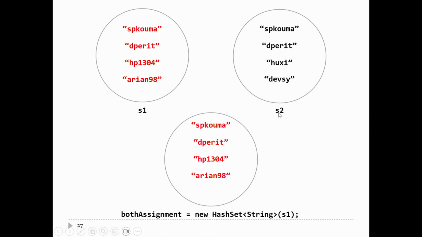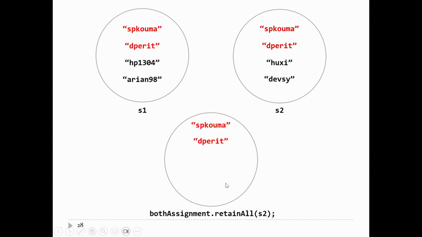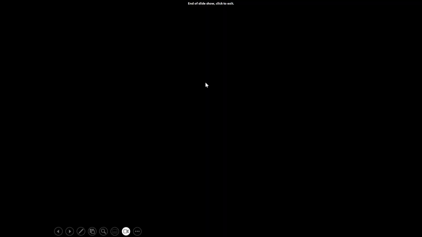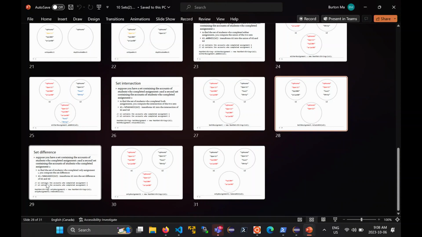Now it goes back in the other way. So is HP1304 in this set? The answer is no, so it gets removed. Is Arian 98 in S2? The answer is no, so it gets removed. And you end up with that set there. And I think finally, yes, the set difference.